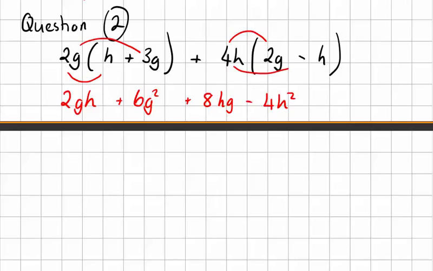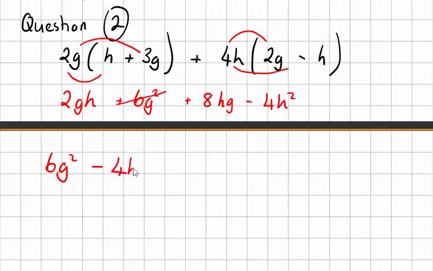The like terms. So we've got a 6G squared, minus 4H squared, not plus, minus 4H squared. Good. Plus 2HG.